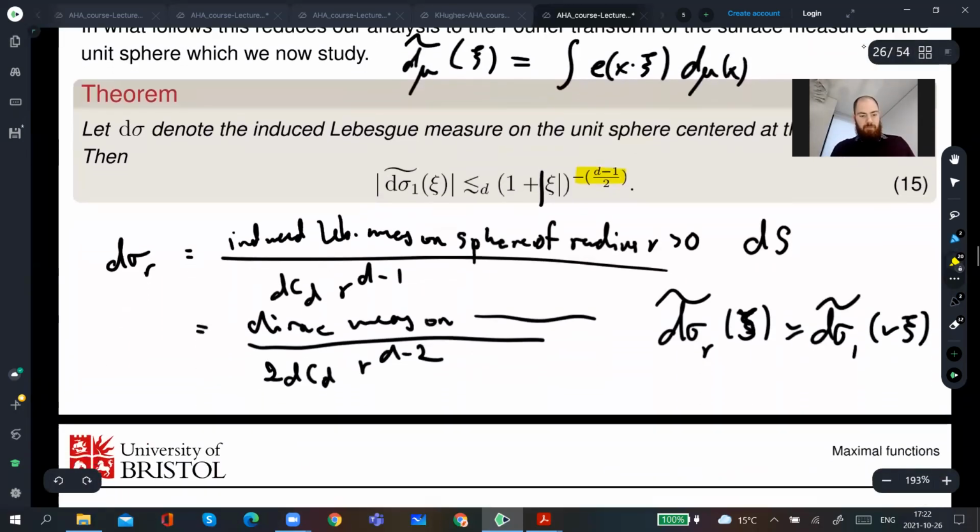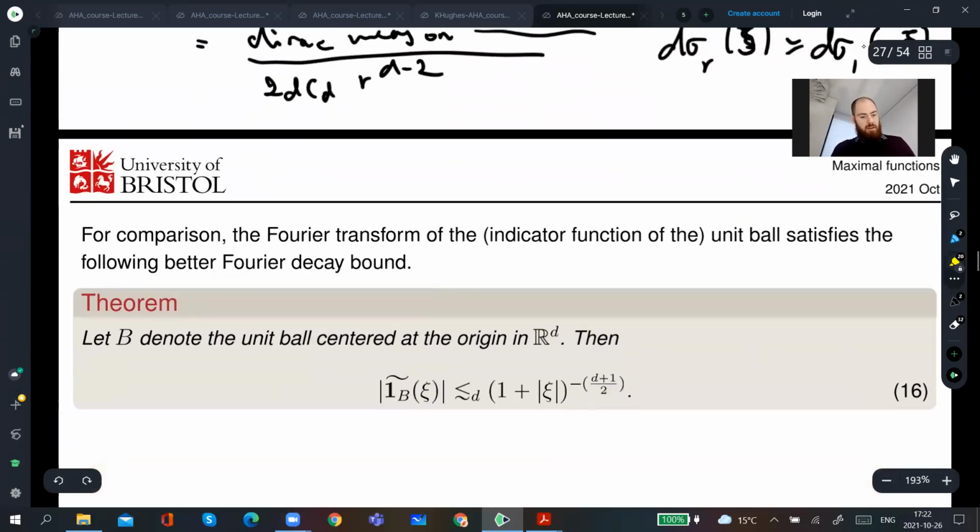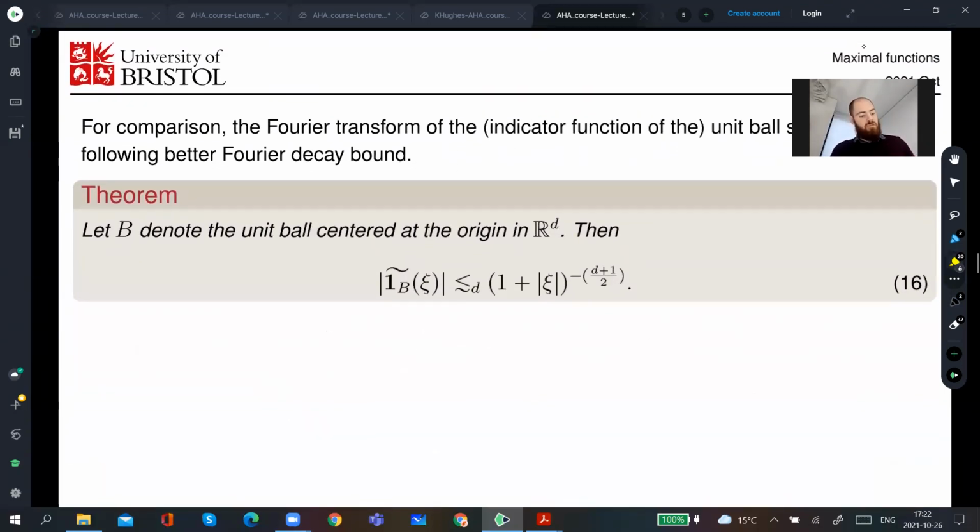But this you should contrast with looking at the Fourier transform of the indicator function of the unit ball. Remember, the sphere was just the boundary of the ball, and by the ball we mean everything inside as well. Now that's an honest function, even an L1 function, and so its Fourier transform is defined in the usual way, which means you can make sense of it. It also has some decay, and the decay is actually better than for the spherical measure. It's not too surprising. The decay is like (d plus 1) over 2.